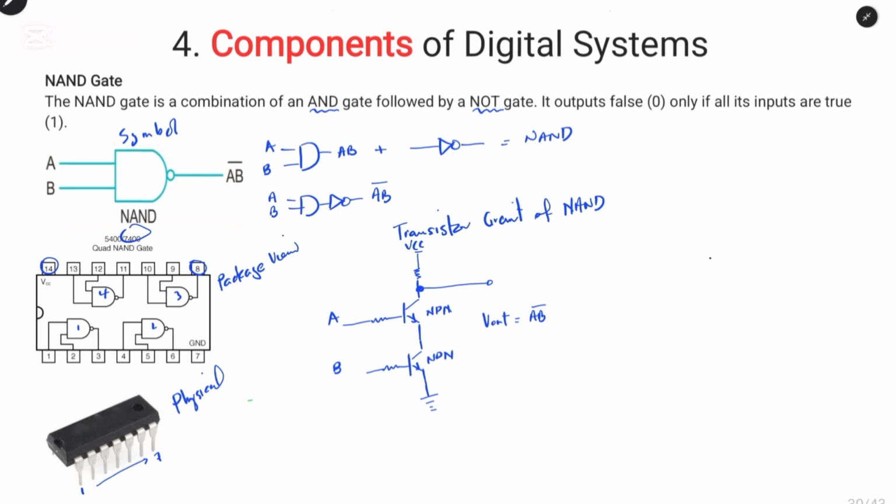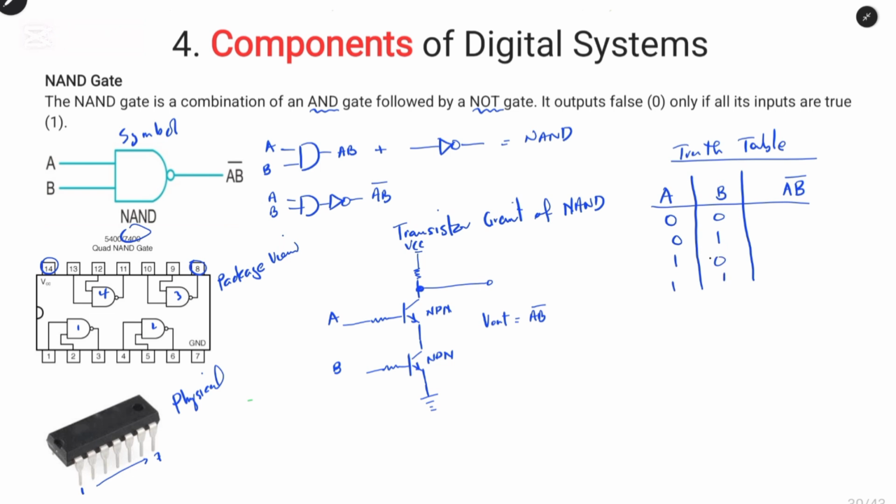To help us understand the NAND gate and the input and the output state, we will look at the truth table. The truth table for the NAND gate is given as we have input A, input B, and we have AB inverted. 0, 0, 0, 1, 1, 0, 1, 1 for the combinational inputs.